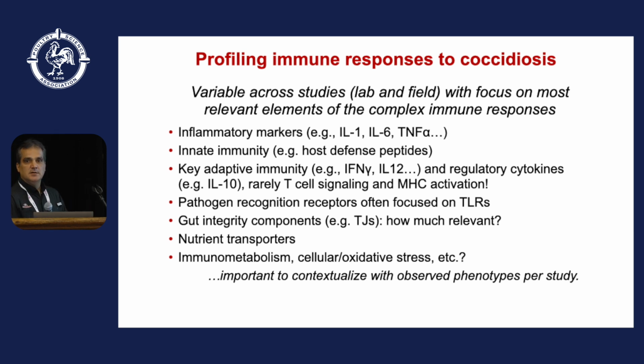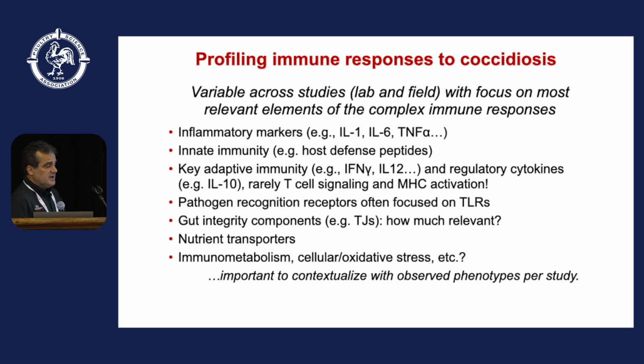You have innate immunity. Most of us look at host defense peptides. The ones we deal with most in response to cocci are the beta defensins, but also what we call LEAP2, liver-expressed antimicrobial peptide 2, even though it's found in the liver initially, but it's highly abundant in intestinal tissues. Key adaptive immune elements are interferon gamma and IL-12, as I mentioned. Most everybody looks at that, so we're all on the right track.